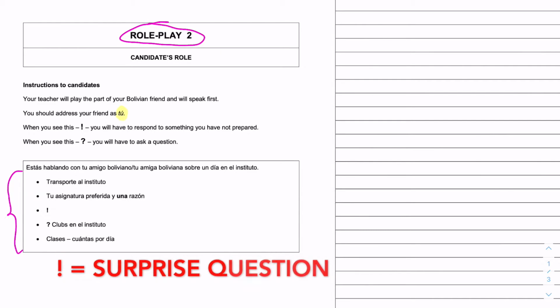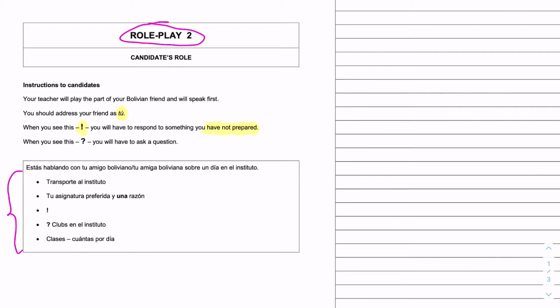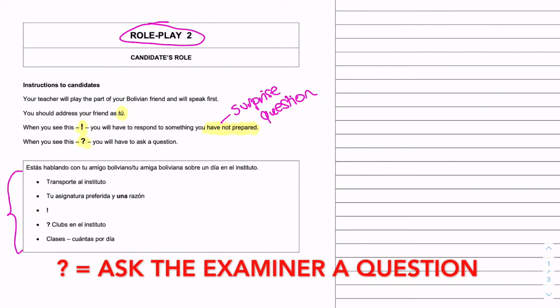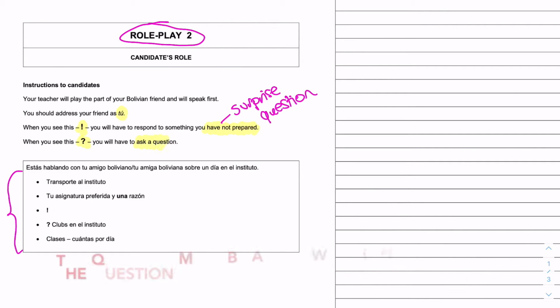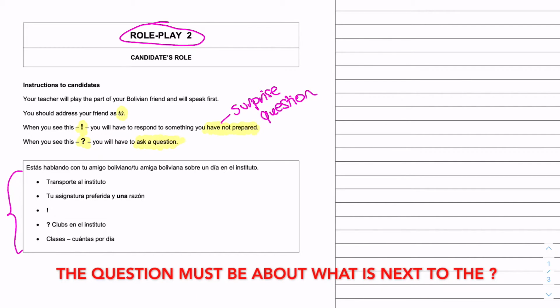When you see the exclamation mark, you'll have to respond to something that you have not prepared. Now, I like to call this the surprise question. And when we see the question mark, we have to ask a question. So I've read the instructions. I'm going to read through the task now.